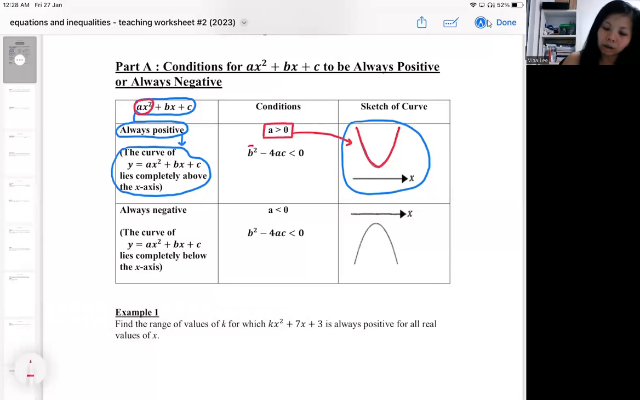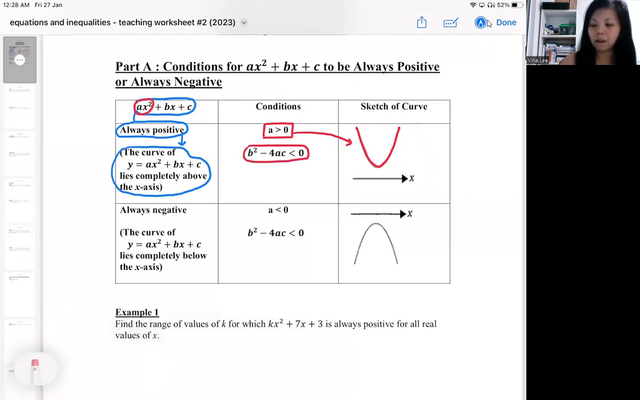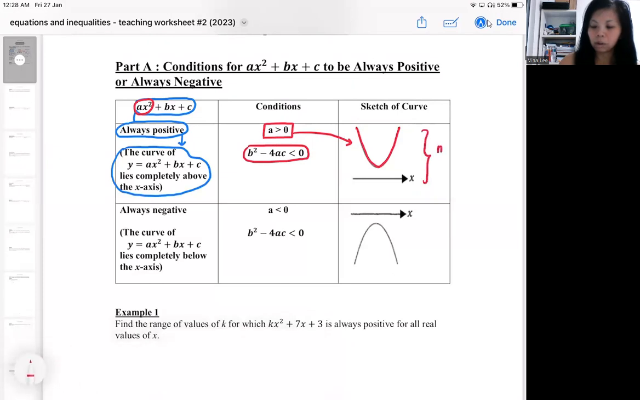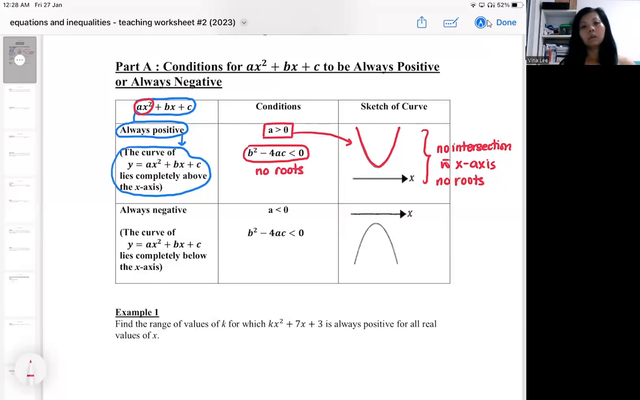And why do you have the discriminant being negative? Because if you look at the graph, you realize that there are no roots, no intersection with the x-axis. So that's essentially no roots, and this is exactly the condition for no roots. So there are two conditions.